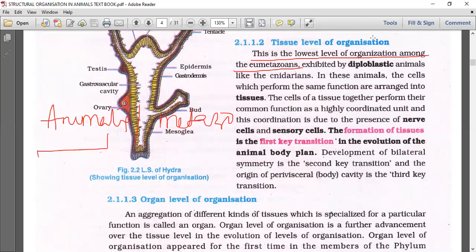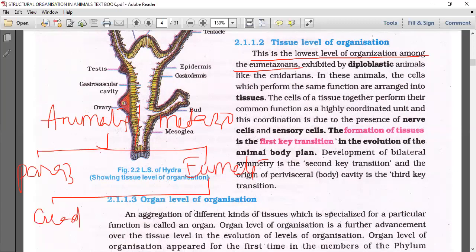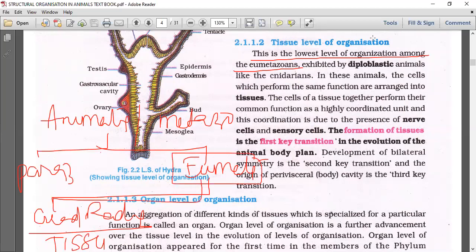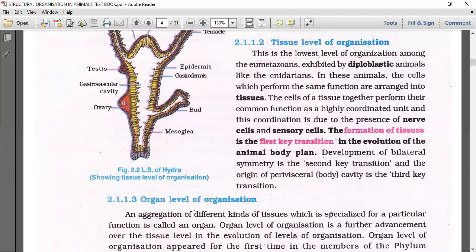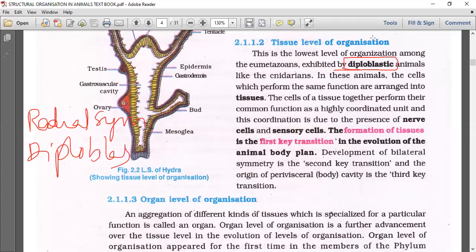After that we classify it into Parazoa and Eumetazoa. In Eumetazoa we have grade Radiata and grade Bilateria. In grade Radiata we are now saying the tissue grade. Among the Eumetazoa this is the lowest level of organization. It is exhibited by diploblastic animals, grade Radiata, also called diploblastica, with tissue grade of organization. We need to correlate radial symmetry, diploblastic nature and tissue level of organization. These are the properties of grade Radiata that we need to remember.